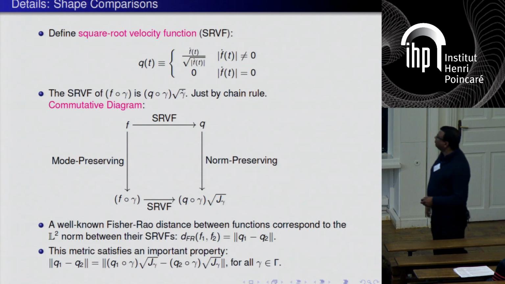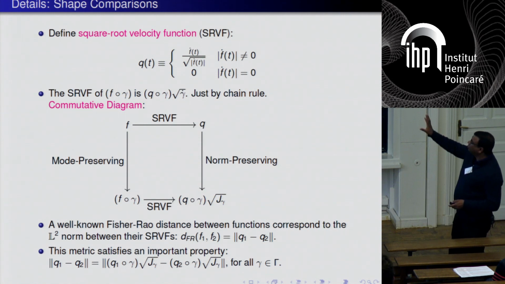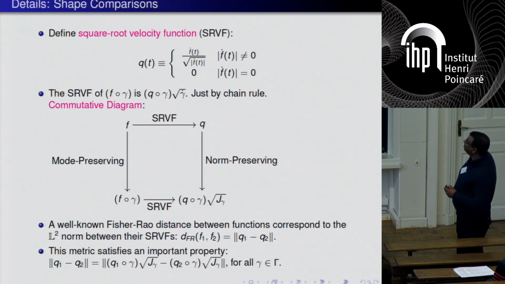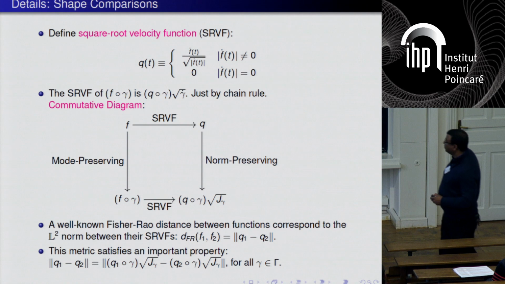How should one do that? There are many ways of doing it. This is just one slide about how we do it. There is a notion of a square root velocity function. One starts with the original function f, computes a new function q, and if you time warp the original function, the warping on the SRVF space is norm-preserving. So this diagram in some ways commutes. One can start with f, time warp it, and compute the SRVF, or compute the SRVF and then do this group action, and it's the same thing.